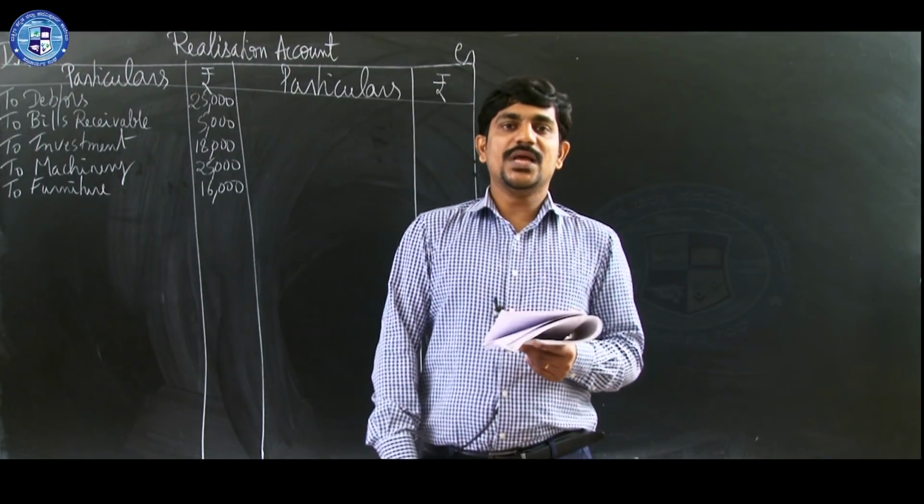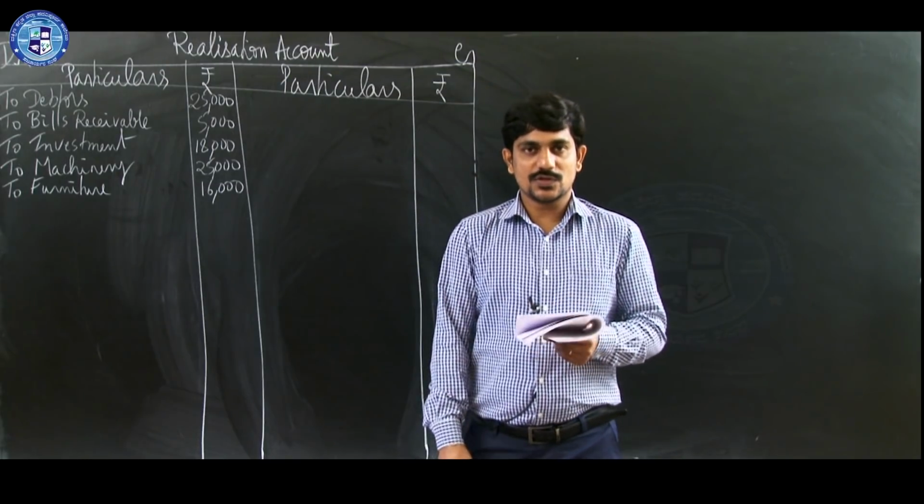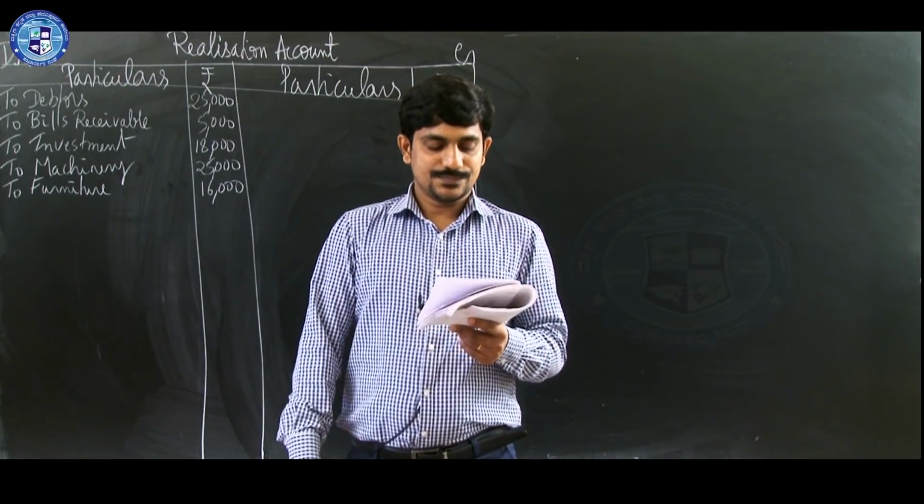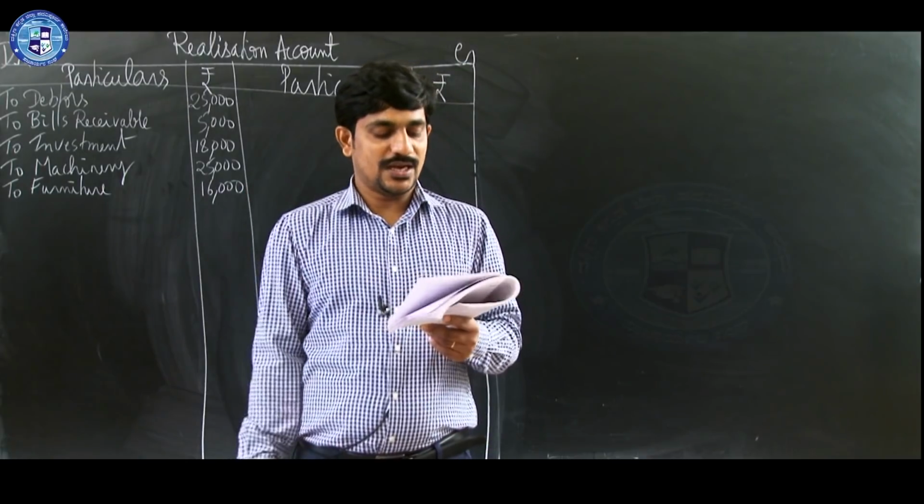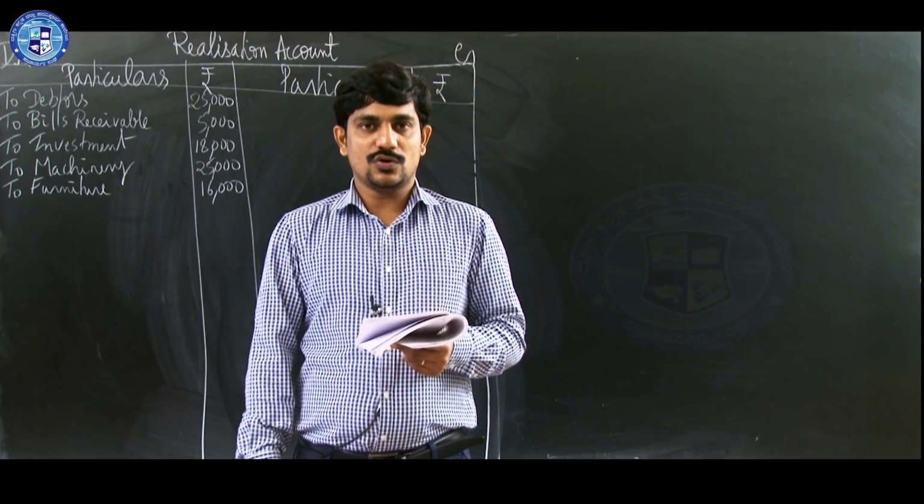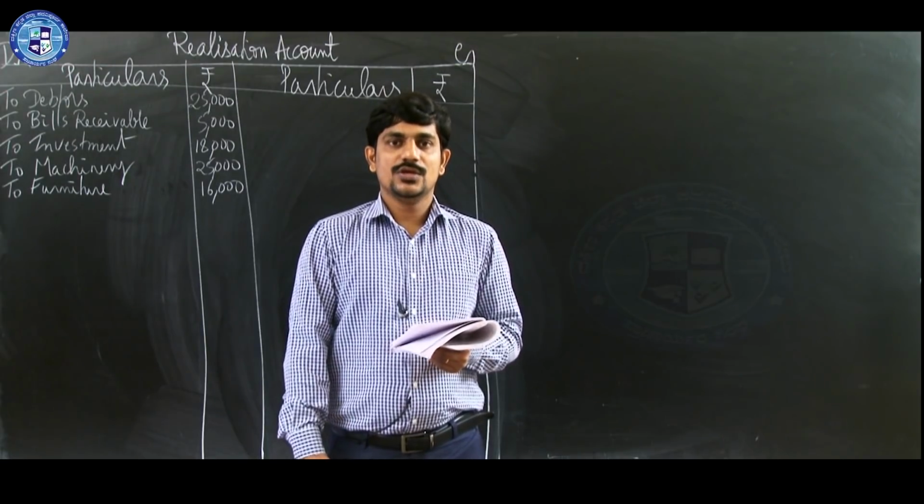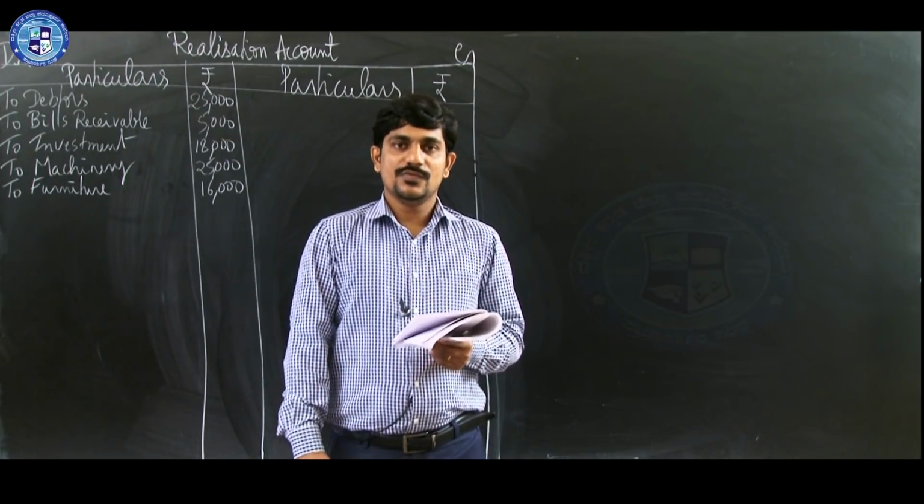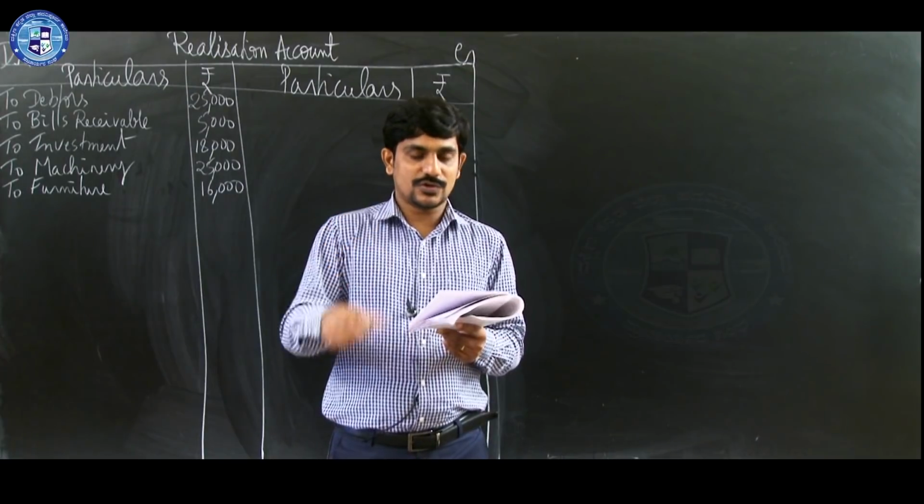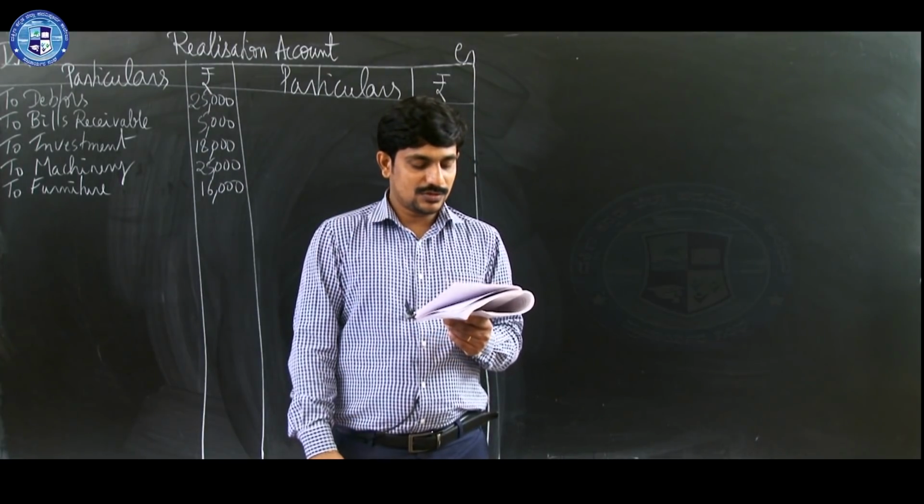Next one is bills payable. Bills payable also we need to pay. So we have to transfer it to the realization account. Next one is bank loan. Bank loan is outsiders' money. Bank is an outsider. So we need to pay the money. So we have to transfer it to the realization account.